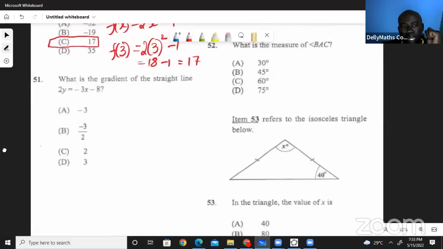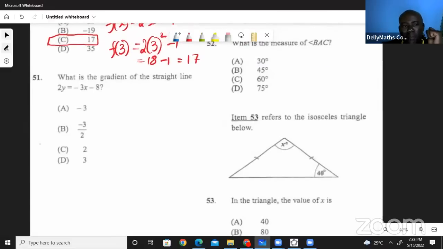What is the gradient of the straight line? Now, in order to write the gradient, and you probably should make a note of this, you cannot read the gradient when y is not alone. Well, you could do it mentally, but I would not advise that. So please make sure that if you're going to respond to the gradient, or even the y-intercept, the y is by itself. Currently, the y is not by itself.